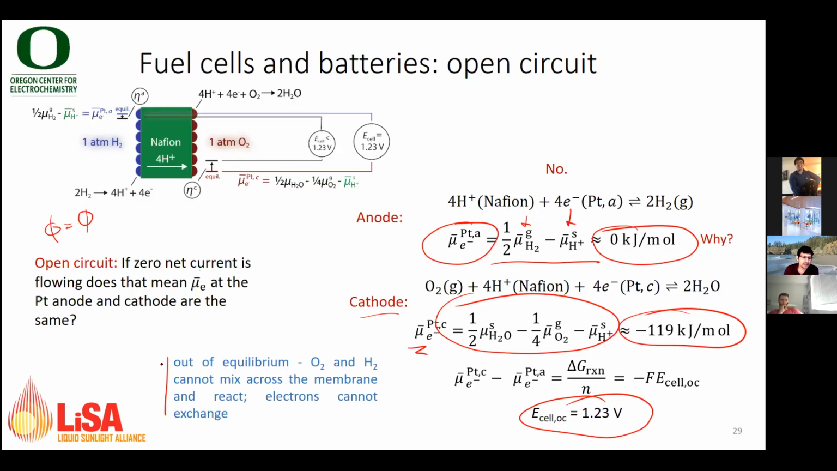I mentioned this is out of equilibrium. I like to think of this as out of equilibrium. The oxygen over here and the hydrogen over here cannot mix, and the electrons cannot mix, so they set different electrochemical potentials of the electrons on the anode versus the cathode at open circuit. That's why you're measuring a voltage, because it's not in equilibrium. But they're locally in equilibrium. At each electrode at open circuit, we can assume local equilibrium, just not global equilibrium. But again, it just depends how you define equilibrium. Some people would define these things a little differently and say the whole thing is in equilibrium.